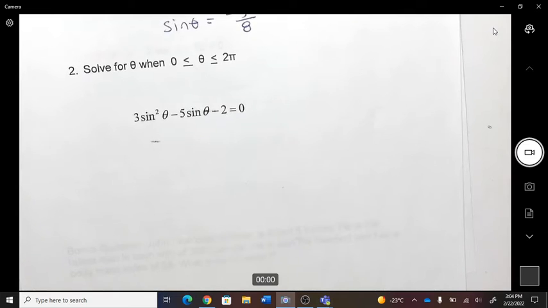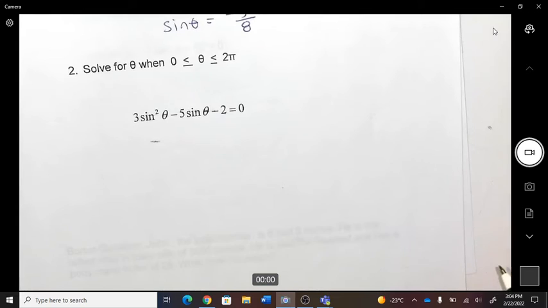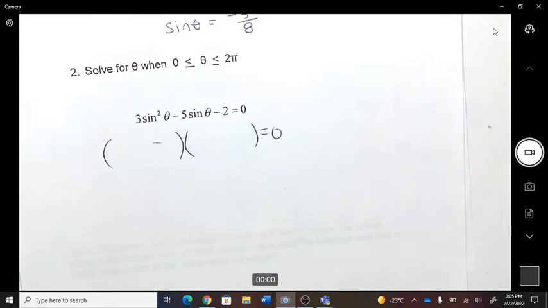Number 2, you have 2 different types of variables, so you can't isolate. So what's the next steps? Algebra stuff. What should we do with this? Factor. So I'm going to do 2 brackets because it's a trinomial. So how do you factor? How do you break down the FOIL?